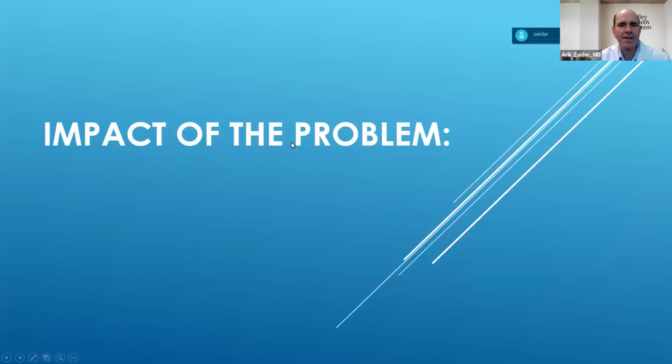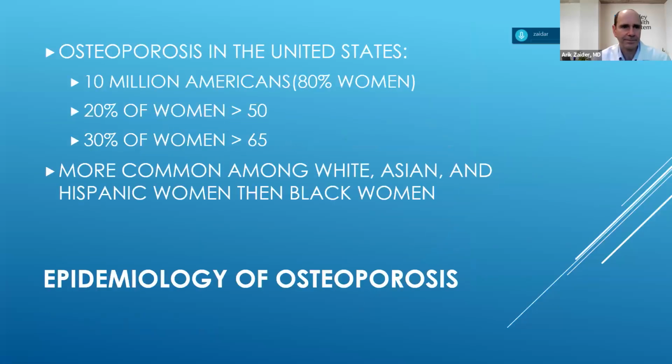Okay, so let's talk about the impact of the problem. It's very, very prevalent. Osteoporosis is estimated to occur in about 10 million Americans. The majority are women, 80% are women. As we get older, the risk of osteoporosis increases. So something like 20% of women over 50 will have osteoporosis, 30% over 65. If you do the ethnic breakdown, it's more common in white, Asian, and Hispanic women, less common in Black women, but occurs across the board.